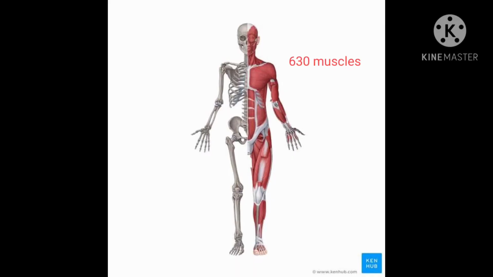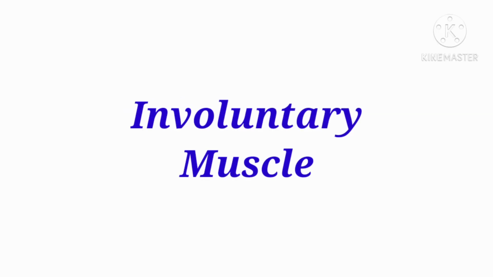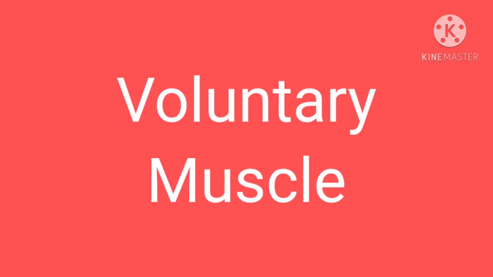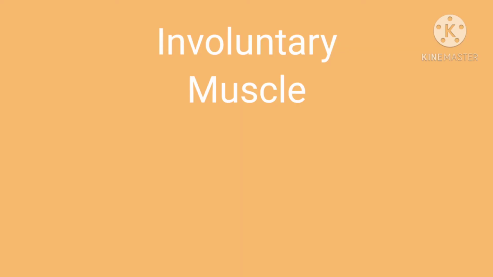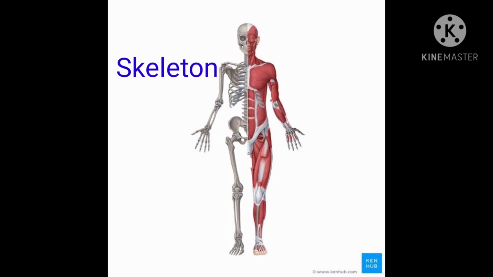Humans have approximately 630 muscles. Muscles have 2 types of movements, voluntary and involuntary. Voluntary muscles move only when we want them to, and involuntary muscles move without us realizing, like the stomach and heart. The other one is the skeleton.